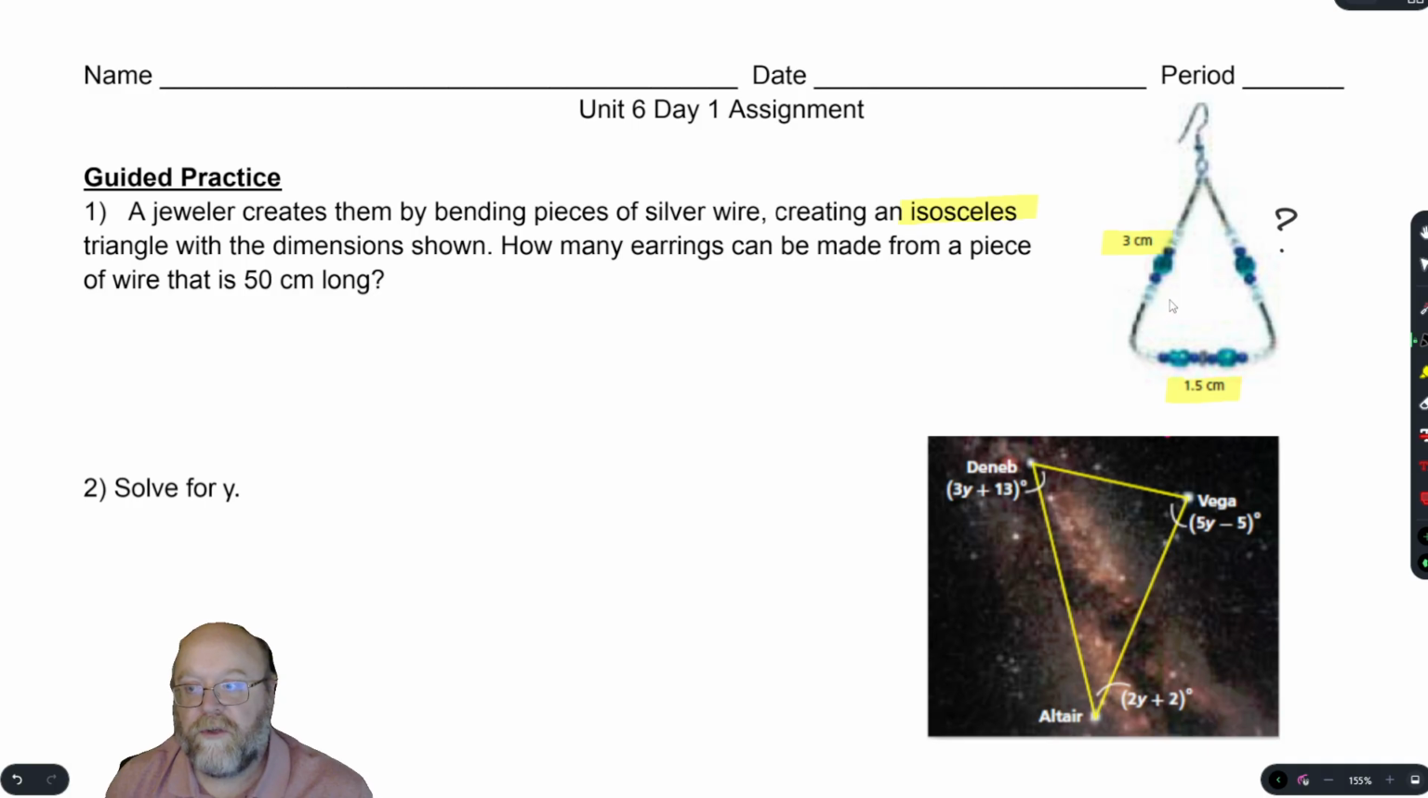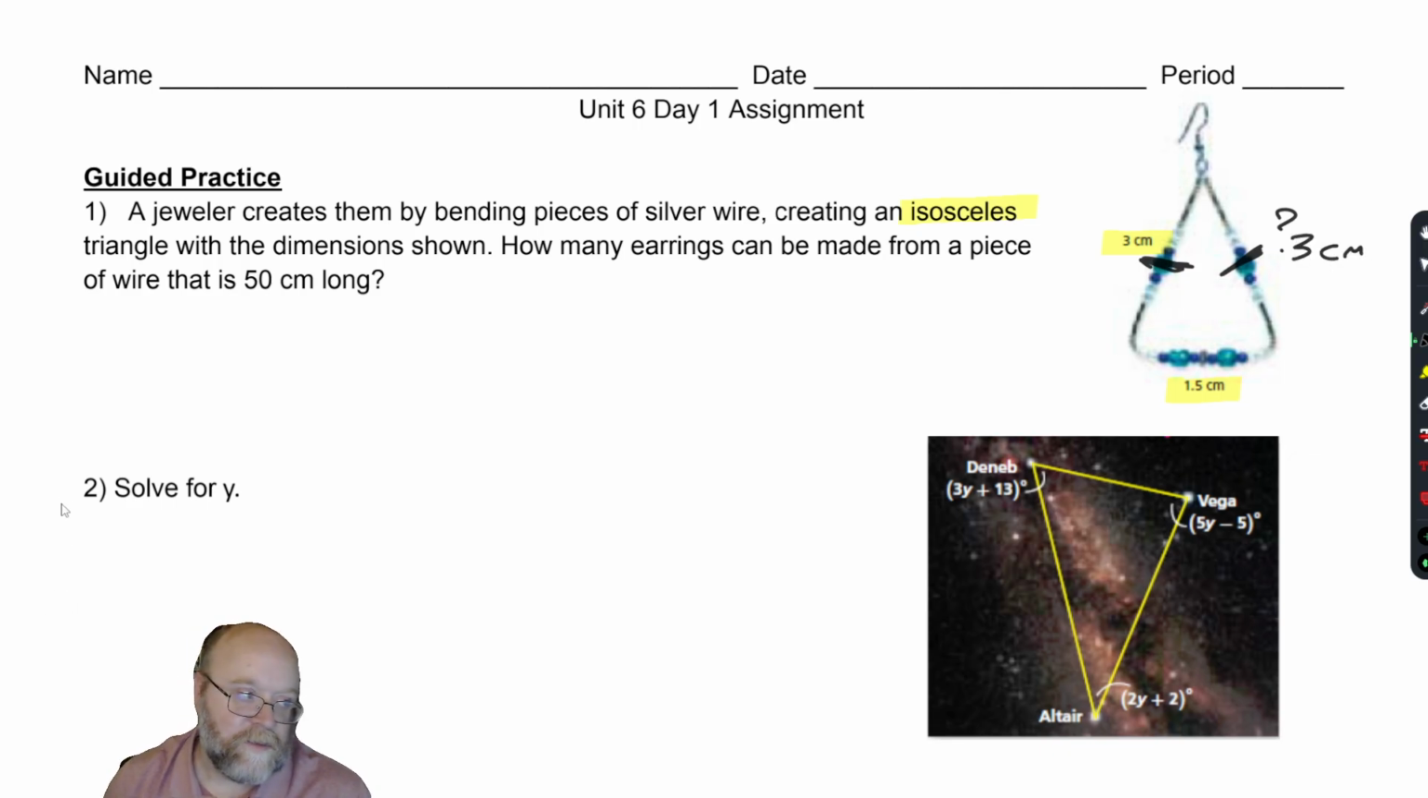Okay, let's assume that these are the congruent sides, just because that's how it looks on the picture. So we're going to say this is actually 3 centimeters. Isosceles has 2 congruent sides. So we need the perimeter of this thing. Perimeter is the length of all 3 sides. 3 plus 3 plus 1.5. That'll be 6, and 1.5 is 7.5.